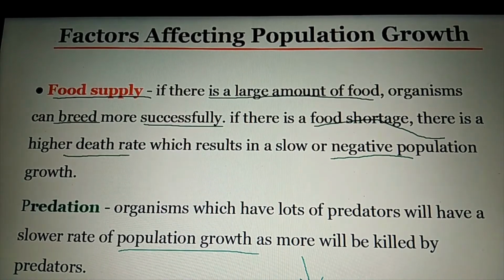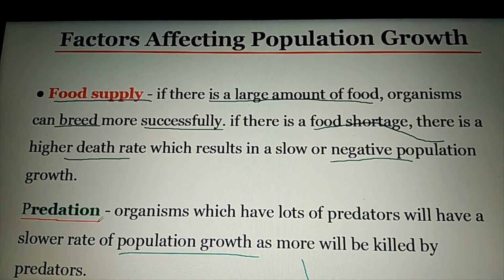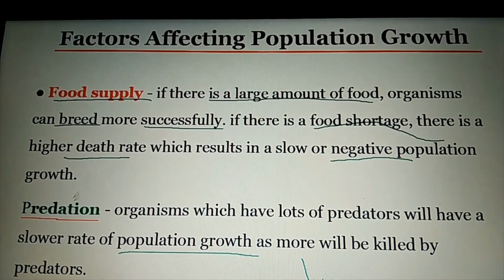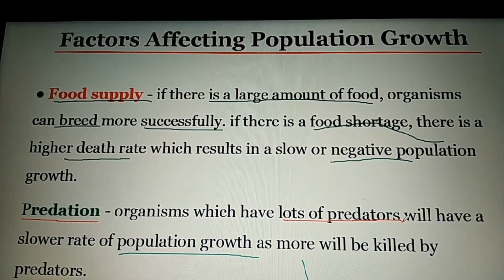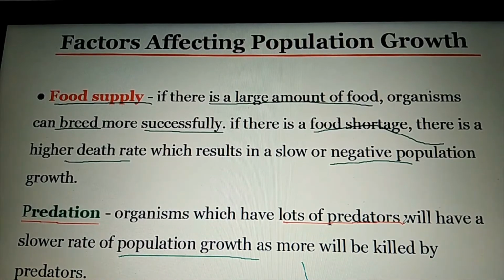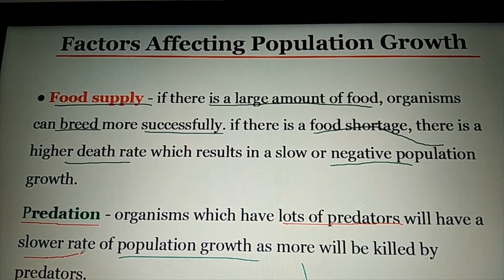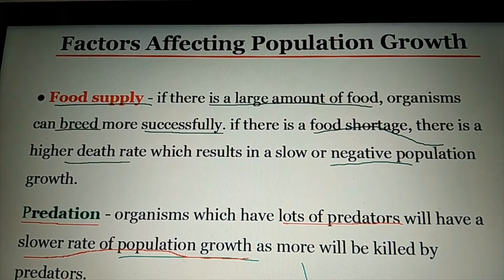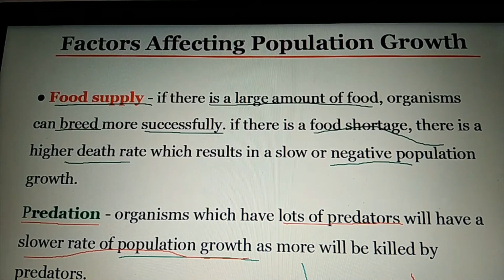The next one we'll discuss is predation. You remember when we talked about predators and prey? Organisms that have lots of predators, that means so many other organisms feeding on them, killing them, what would happen? They will have a slower rate of population growth because they are more likely to be killed by their predators. So when organisms have lots of predators, their population will start to decrease, go down.